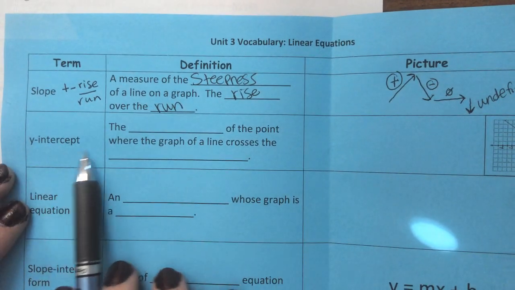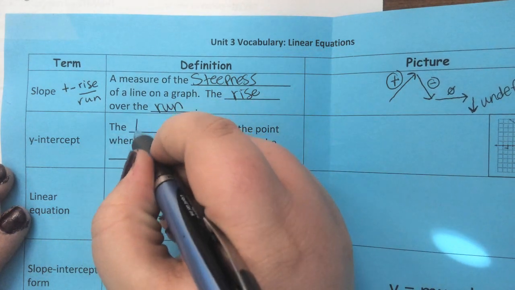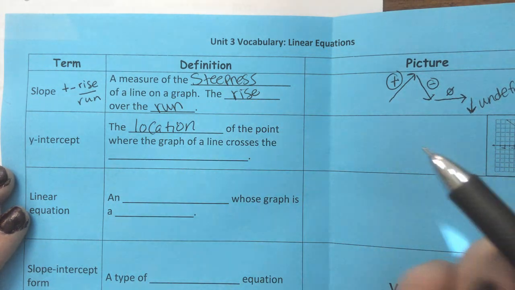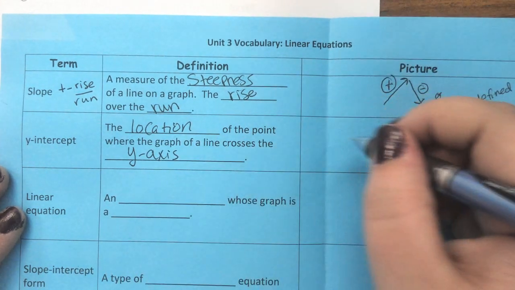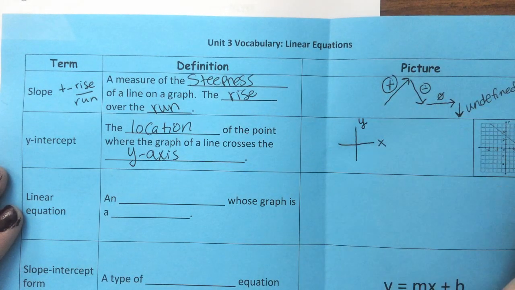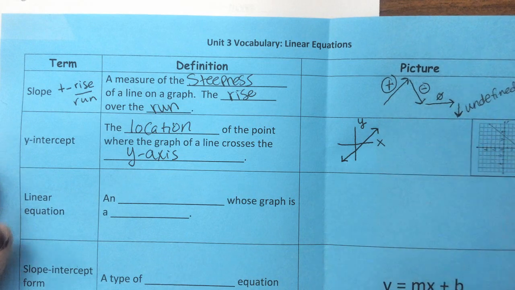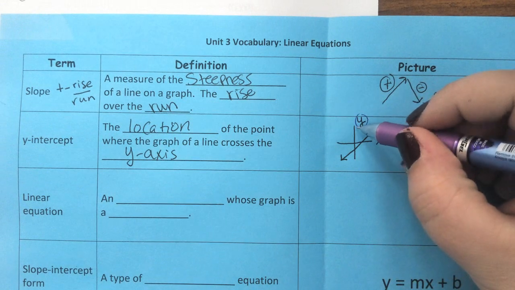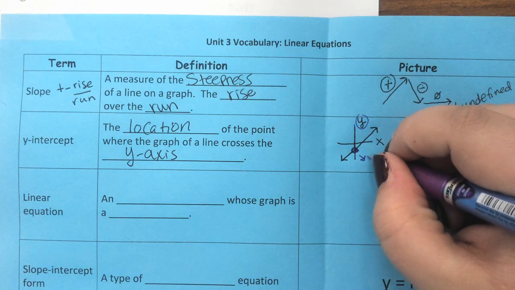The y-intercept we started talking about yesterday, and that is just the location of the point where the graph of a line crosses the y-axis. So if I had a graph, here's my x-axis and here's my y-axis, and I had a line that looked like this on my graph. To find the y-intercept, we practiced this yesterday, we traced the y-axis until we found the line, which is right here. So we called that B.